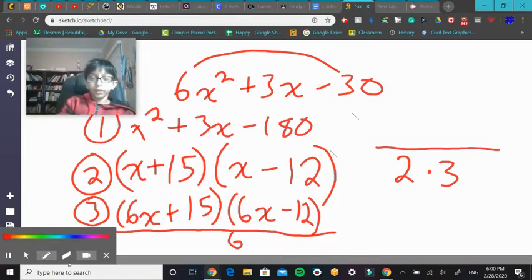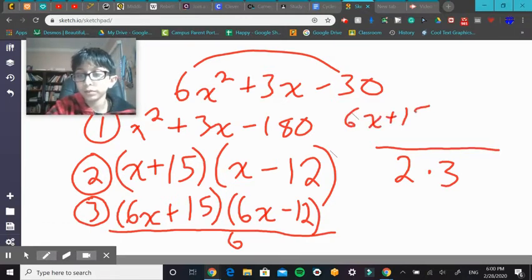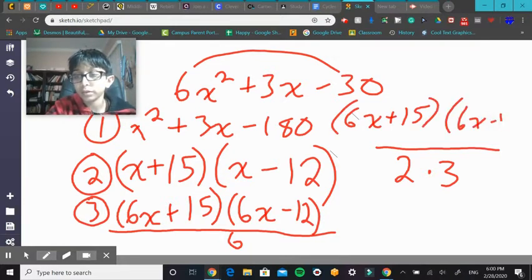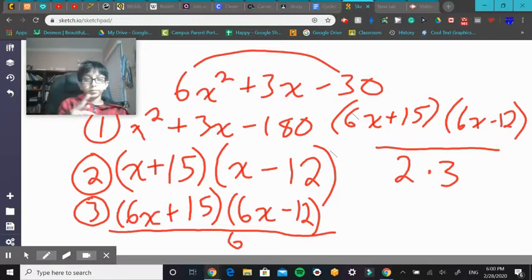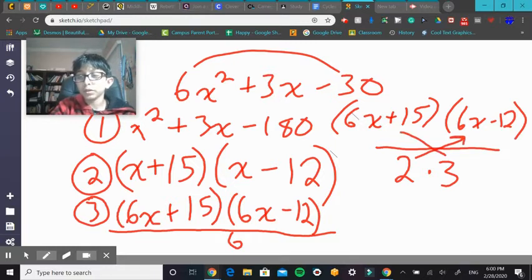Okay, we'll divide 2 times 3 by our previous expression, 6x plus 15 and 6x minus 12. So, 2 and 3. It's simple. This step is the easy step. Which part can we divide by 2? Obviously, this part. And this part can be divided by 3. So, let's take this part, divide it by 3.